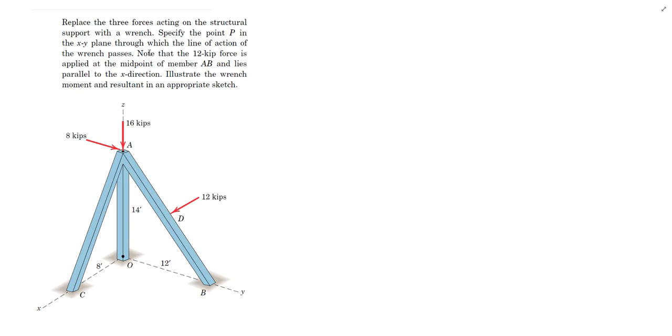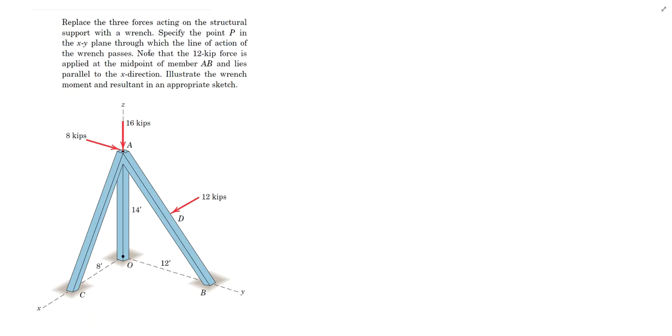All right, we want to replace the three forces acting on the structural support with a wrench, and then specify the point P in the XY plane through which the line of action for the wrench passes. Note the 12 kip force is applied at the midpoint of member AB and lies parallel to the X direction. And then we want to illustrate the wrench moment and resultant in an appropriate sketch.